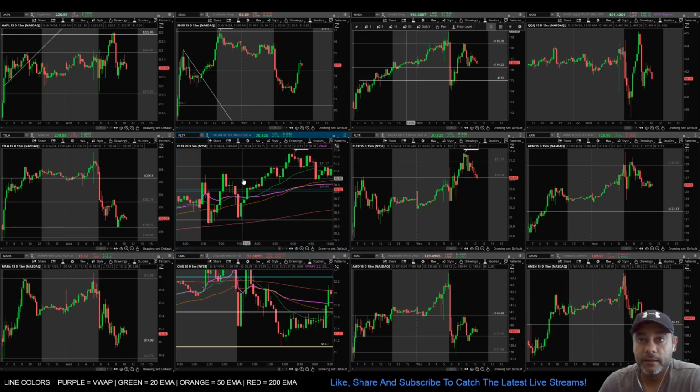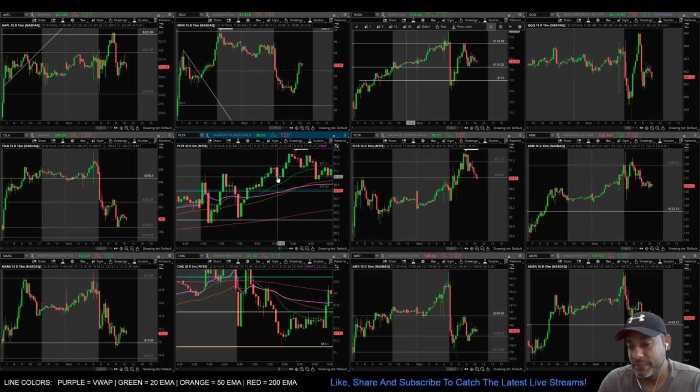And then I did actually flip long, looks like right around here, thinking that we would get a break of the high right here that was put in. So I got long around here, got an exit, but then when I saw this candle, I stopped out of the long again.